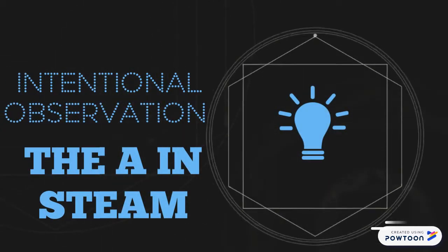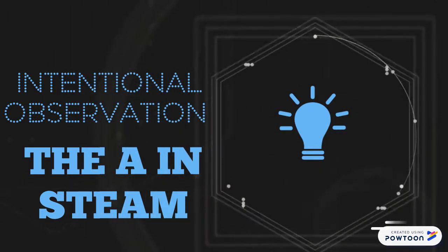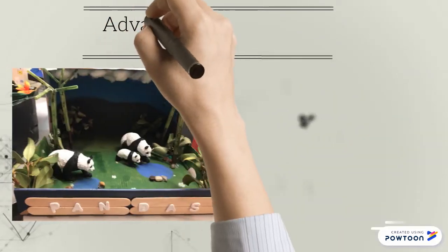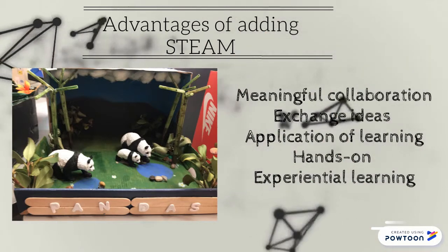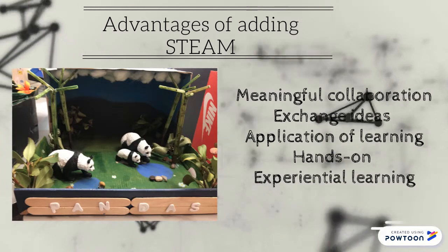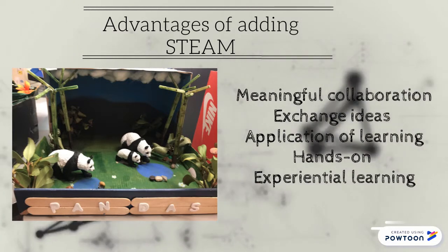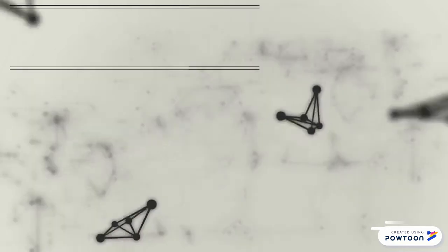Today we will be conducting an intentional observation of how STEAM is incorporated into a 6th grade classroom. The following are advantages of adding STEAM into our classroom: opportunities for meaningful collaboration, students work in teams, engage in thoughtful dialogue, exchange ideas, increase application of learning, and more hands-on experimental learning occurs.